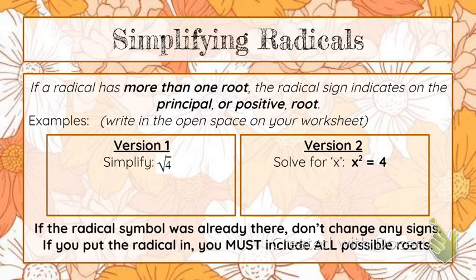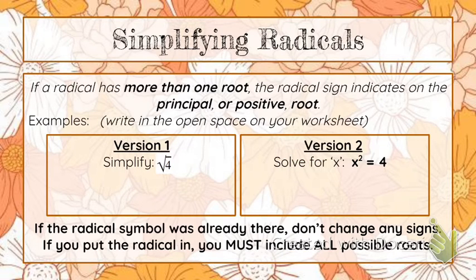So the difference is this here. If the radical symbol was already there, then don't change any signs. That's when it represents the positive root. But if you put the radical in, you have to include all possible roots.